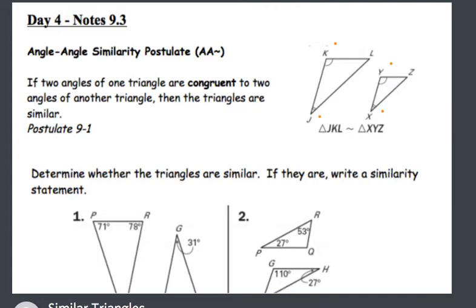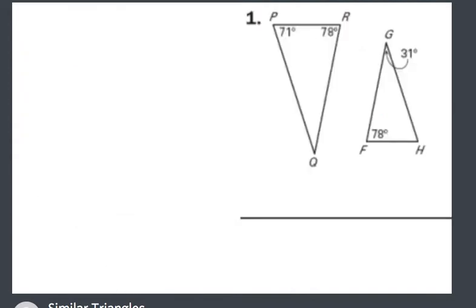You have to name them in corresponding order so that they are matching, just like when we were naming congruent triangles. And this symbol for similarity is right here in the middle. It looks like a squiggle, basically.